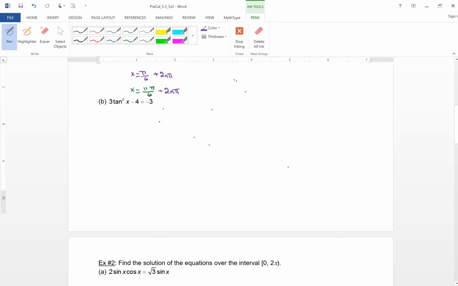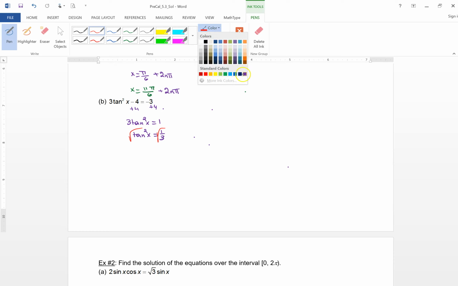Well, let's do this one. 3, okay, so we're going to add 4. 3 tangent squared x is equal to 1. Tangent squared x is equal to 1 over 3 because I divided by 3. Now, what do I do to get the square to go away? Take a square root of both sides. So now I get that tangent of x is equal to plus or minus root 3 over 3.